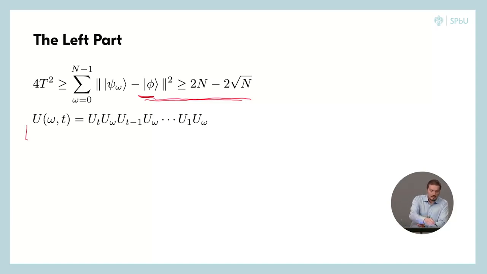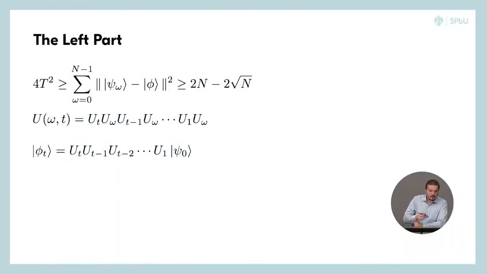You remember our decomposition of the most effective algorithm provided by some algorithm designer. The operators U omega here are queries to an oracle, and the operators U1, U2, etc. up to UT are the operators provided by the algorithm designer.